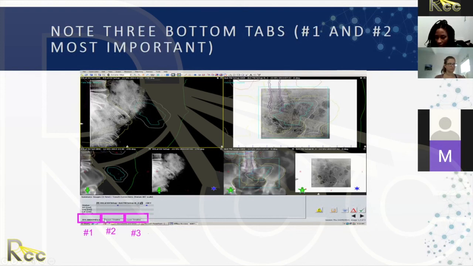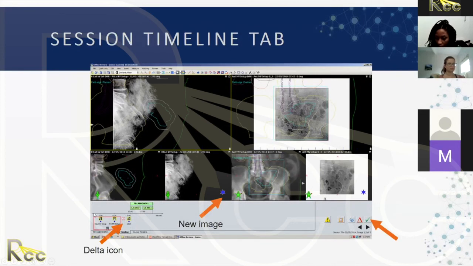So I mentioned that there's a session timeline and a course timeline. The two things that you want to make sure that you're looking at are the plan that you are evaluating and then the session timeline. These are the most important things. So when we click on this session timeline tab, essentially what pops up is details of that particular session.